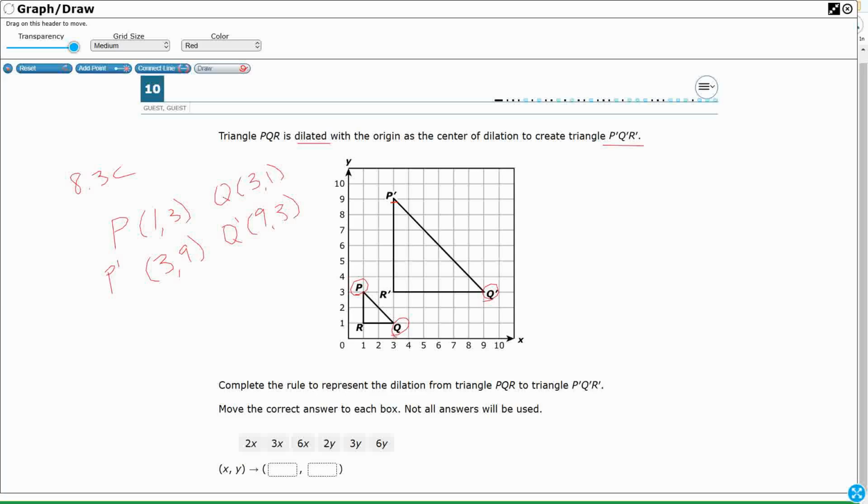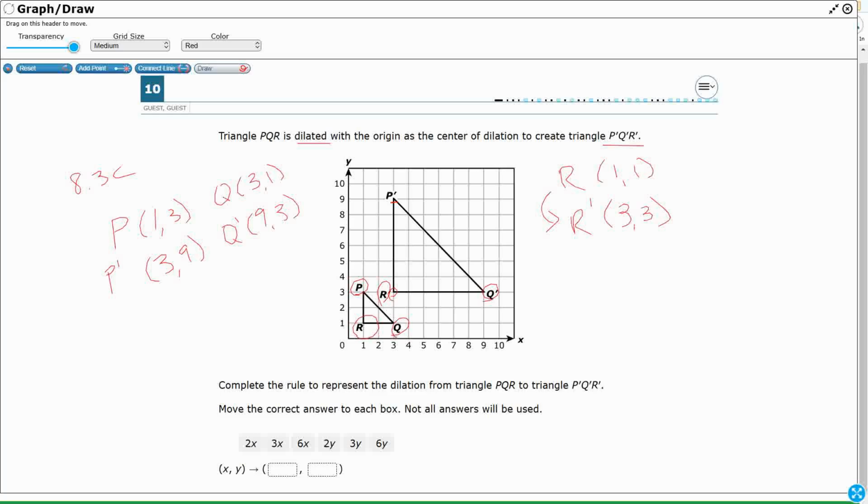And then I've got R and R prime. So I'll do those over here. R is 1, 1. And then R prime is 3, 3. Okay, so we're dilating it, which means we're multiplying it by something. If it was a congruent shape and it was just being translated, then we could add something. But in this case, we're multiplying by something, and I think honestly the easiest way to see that is my relationship right there between R and R prime.